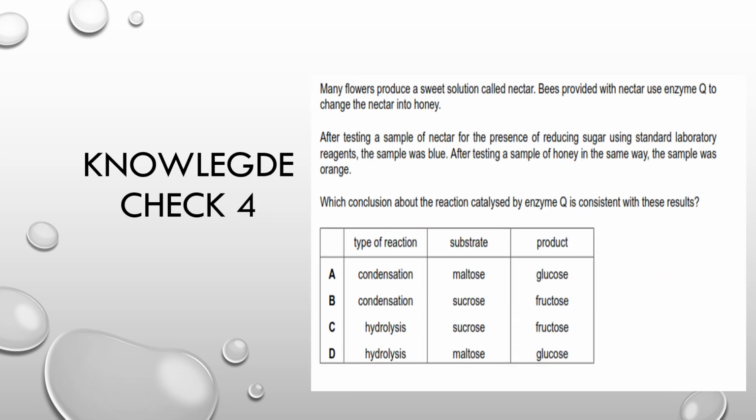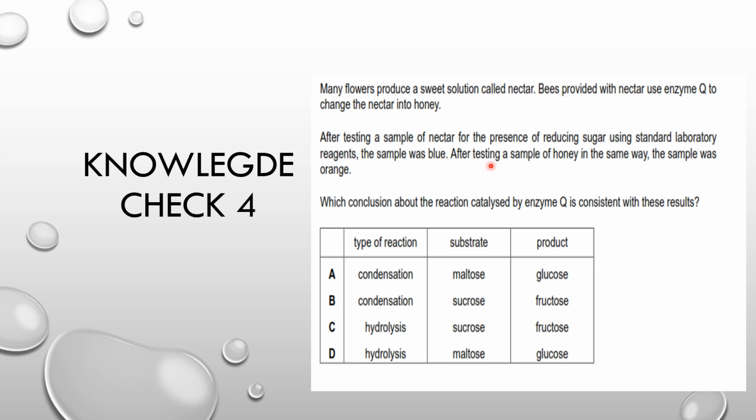Now look at knowledge check 4. It says many flowers produce a sweet solution called nectar. Bees are provided with nectar, and they use enzyme Q to change the nectar into honey. Give bees nectar, and the bees will give you honey. After testing a sample of nectar for the presence of reducing sugar using a standard laboratory reagent, the sample was blue. That means it does not have reducing sugar.